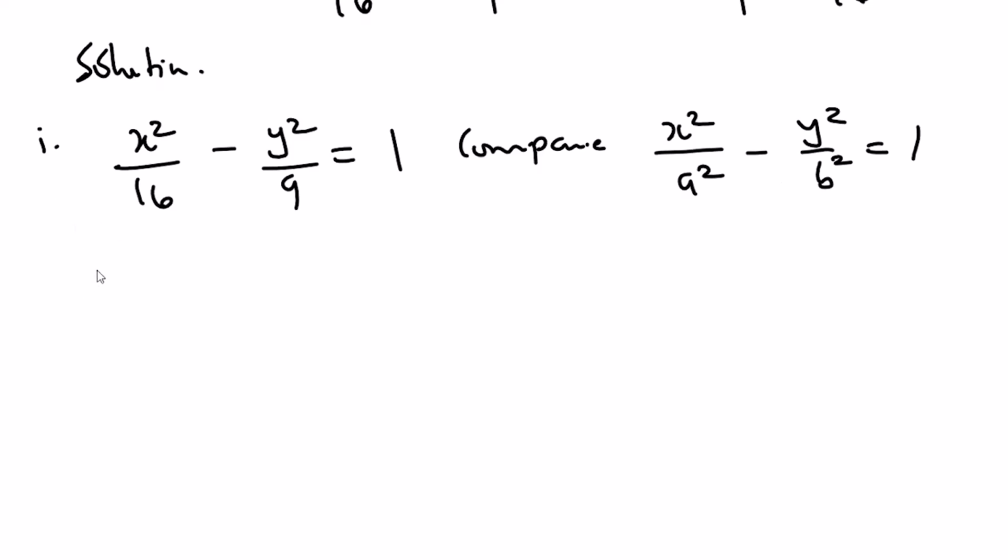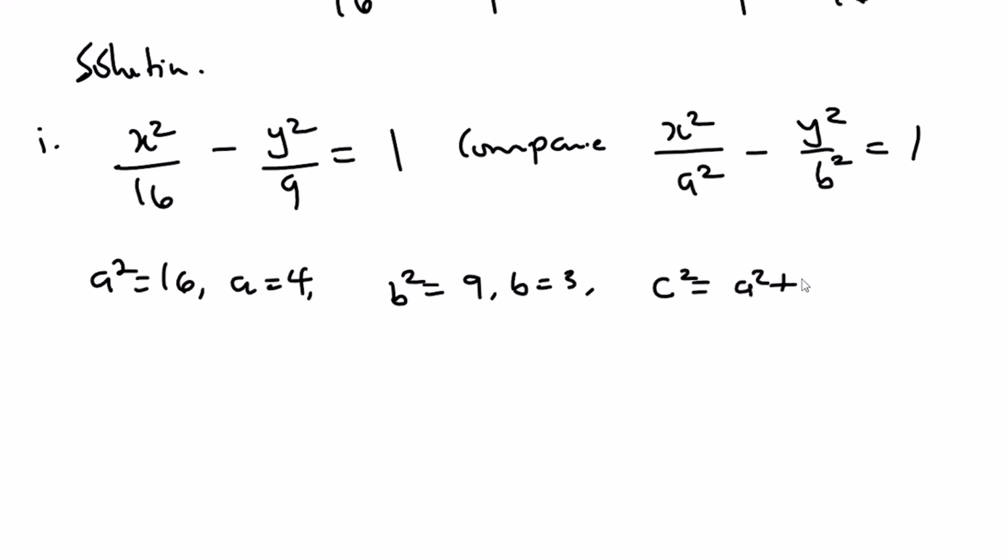Alright, so by comparing, our a squared will be equal to 16, so our a will be equal to 4. Then also our b squared will be equal to what? 9. So our b is equal to 3. And our c squared is equal to a squared plus b squared. So c is equal to root of 16 plus 9, then we get root of 25, which is 5. So we have our c to be 5.